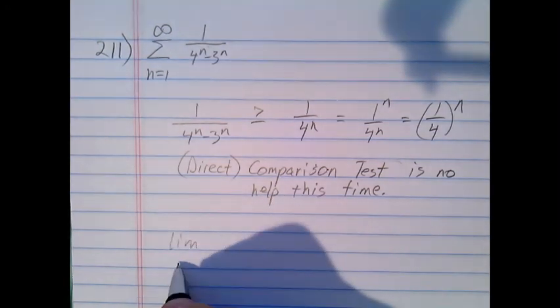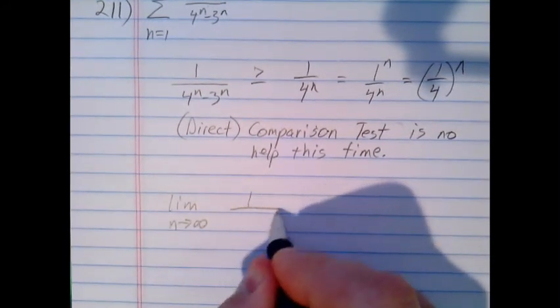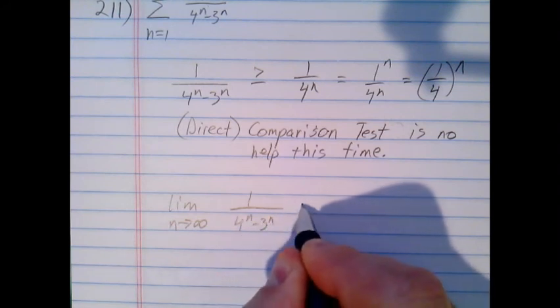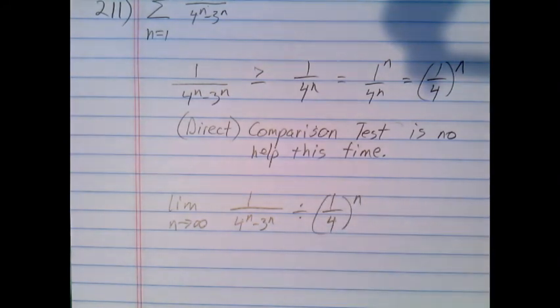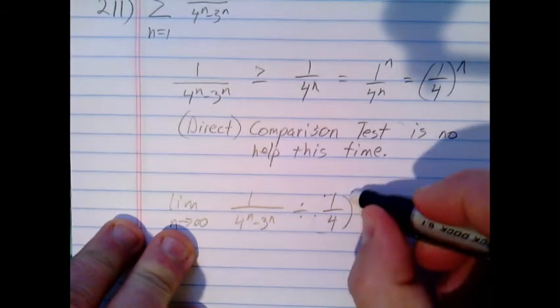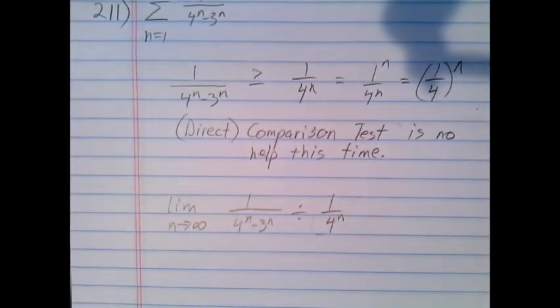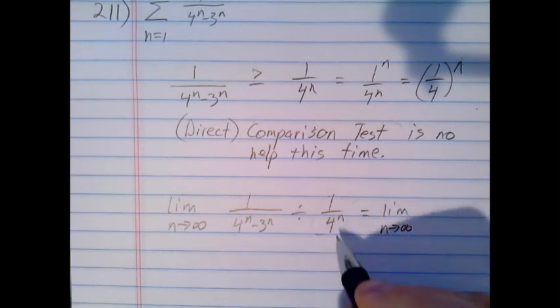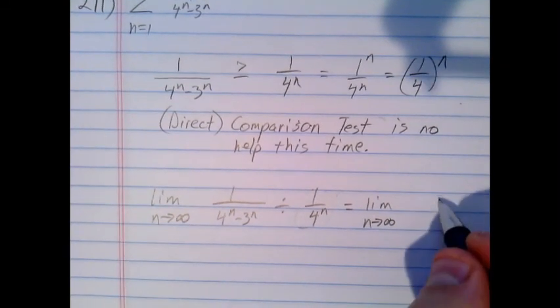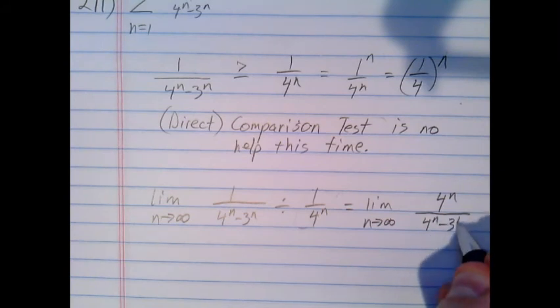Alright, so I'm going to take the limit as n goes to infinity. Now I'm going to take the nth term of the series that I'm testing, and I'm going to divide it by the nth term of a series that I believe has a similar long-term behavior. I'm going to write that as 1 over 4 to the n. So that is equal to the limit as n goes to infinity, and I just need to flip that fraction. So that becomes a 4 to the n in the numerator over 4 to the n minus 3 to the n.